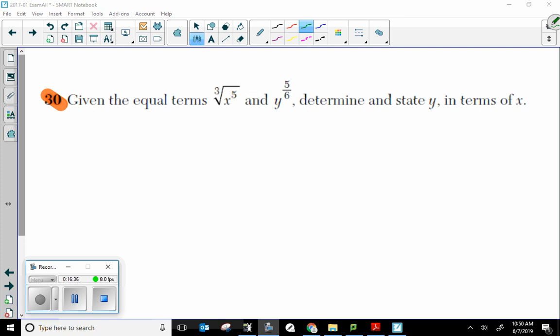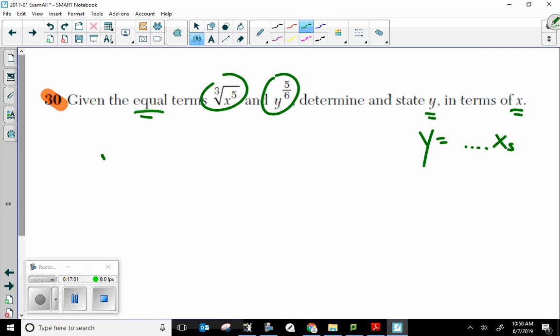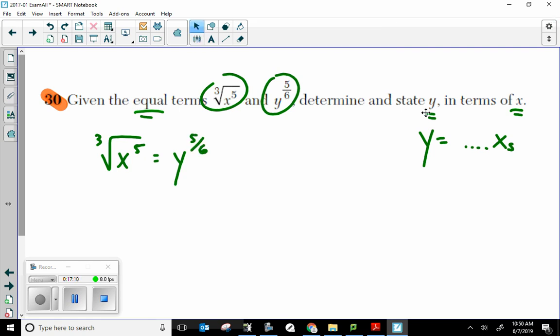All right, straight up algebra. Given the equal terms, cube root of x to the 5th and y to the 5/6, determine and state y in terms of x. That means y is going to equal something, and you're going to have x's in here somewhere. You're not going to get rid of the x. They don't have an equation. They do. They tell you that these 2 terms are equal. So the first thing I'm going to do is take the cube root of x to the 5th and make it equal to y to the 5/6. All right? And we're going to start right here.